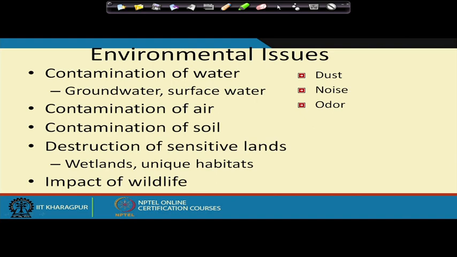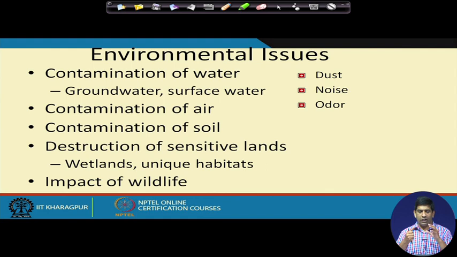In terms of the environmental issues, we have contamination of groundwater, contamination of air, contamination of soil, destruction of sensitive land. So all those things are there, which we need to look at in terms of their impact on environment. Contamination of water, contamination of air, contamination of soil, those are very, very important. Contamination of water, groundwater, surface water, is critical in terms of evaluating the environmental performance.